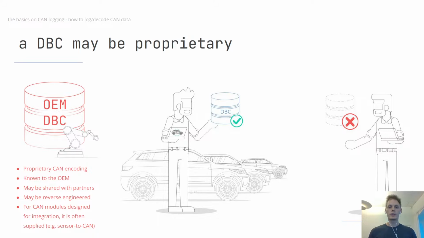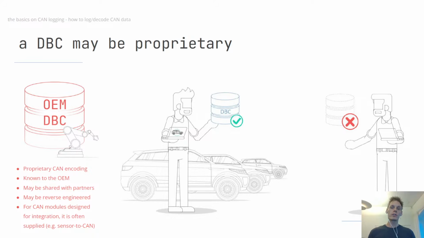Now, the problem here is that typically these DBC files are proprietary. That means the OEM, the original equipment manufacturer of the car, of the truck, of the robot dog, or whatever it might be, they have this DBC file and they don't want to share it. That's the most common situation.